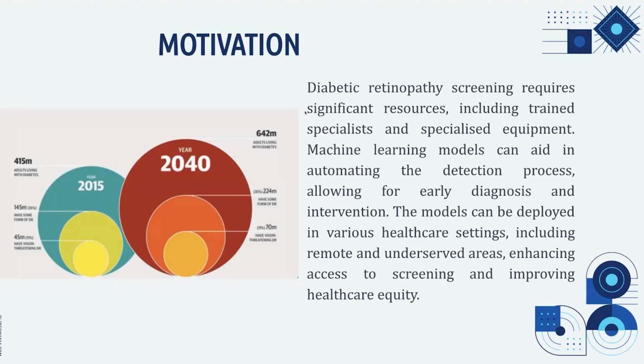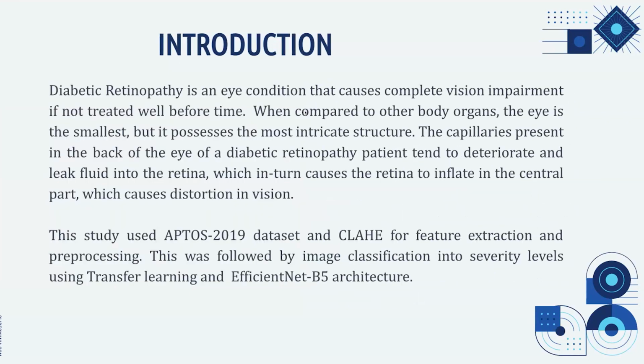Machine learning models can aid in automating the detection process, allowing for early diagnosis and intervention of diabetic retinopathy. The models can be deployed in various healthcare settings, including remote and underserved areas, enhancing access to screening and improving healthcare quality. These models are implemented because in today's world, only ophthalmologists can detect diabetic retinopathy, that too at a severe stage, which ultimately leads to complete vision loss.